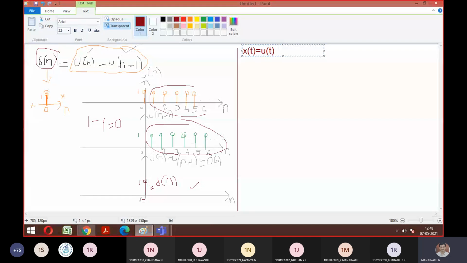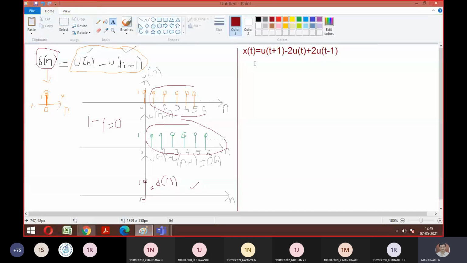So this is your next type of problem: 2 into u of t minus 1. Let me make it in one line. Is it visible, guys? So this is what they have asked. They ask you to sketch the following. In that following, you have written the first problem. So this is your first problem. We'll move on with the next part later. Is it okay? Have you written the question, everyone?